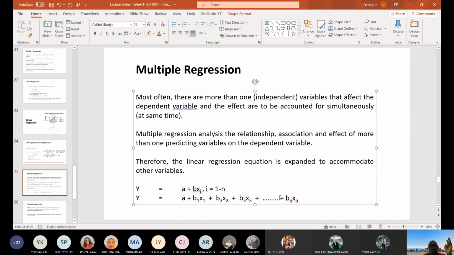So when we do that, we can get the coefficient for each one of them and put it in an equation, so that we will know variable x1, how much contribution does it have to y? Variable x2, how much contribution does it have to y? Variable x3, how much contribution does it have to y? And so on until we get to the last variable.